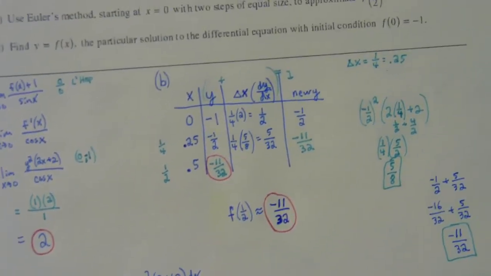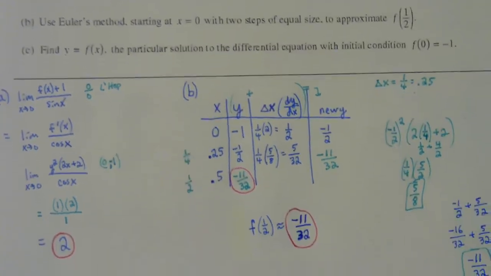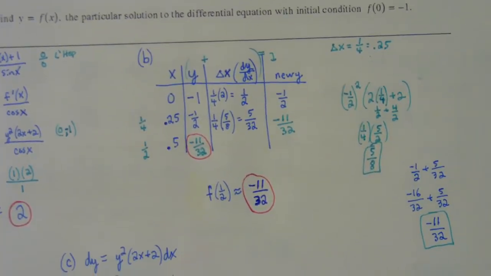Letter B was Euler's method. I like Euler's method. I like when it pops up on the AP test because it's very similar to the videos. Every time I've seen it pop up on there, you just have to practice this without the use of the calculator. So here's the entire Euler's method.